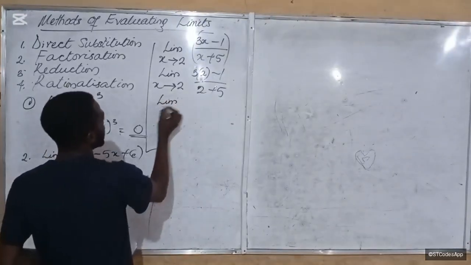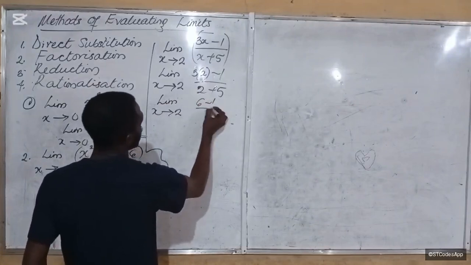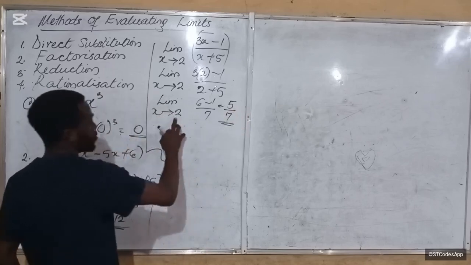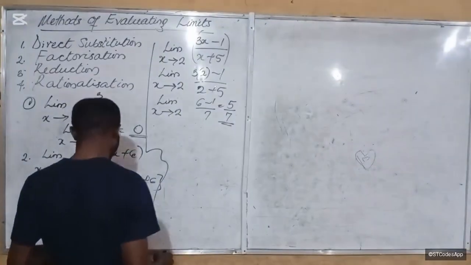So the limit as x approaches 2 of 3 by 2 is 6, minus 1, over 7, which is 5 over 7. So the limit as x approaches 2 of that function is 5 over 7. Our function approaches 5 over 7.